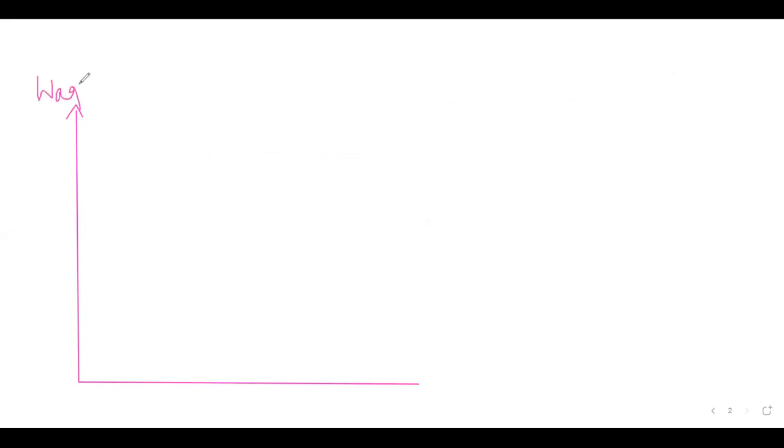Now we're talking about individual labor supply. So you have the wage rate, like how much wage is being paid, and on the x-axis, you have the number of hours that someone is willing to work. So if I'm making this individual labor supply curve for myself, then what I'm capturing is that at a certain wage rate, how many hours in a day or in a week I would want to work. Is this making sense?